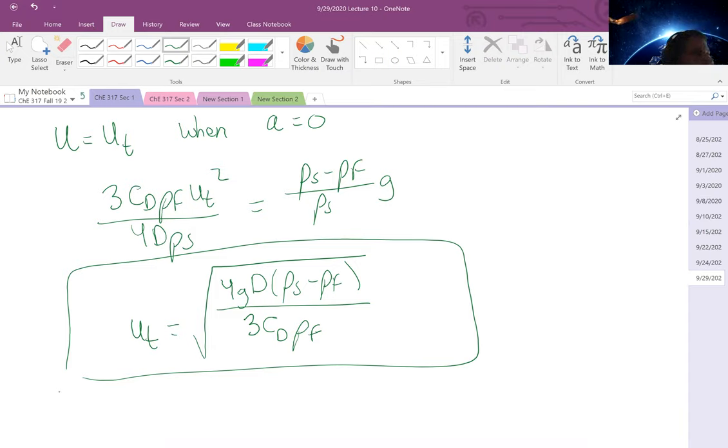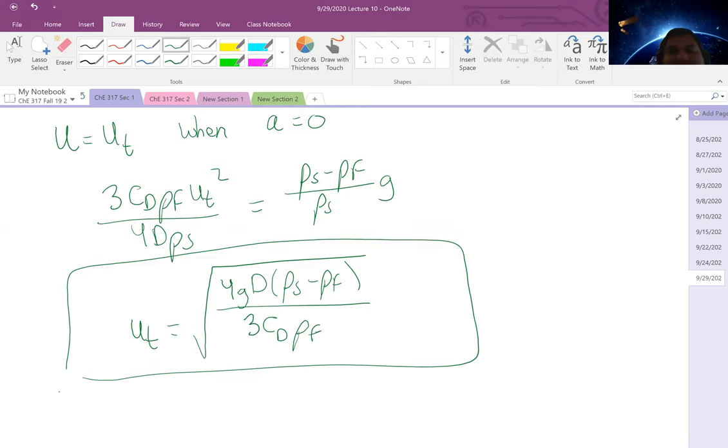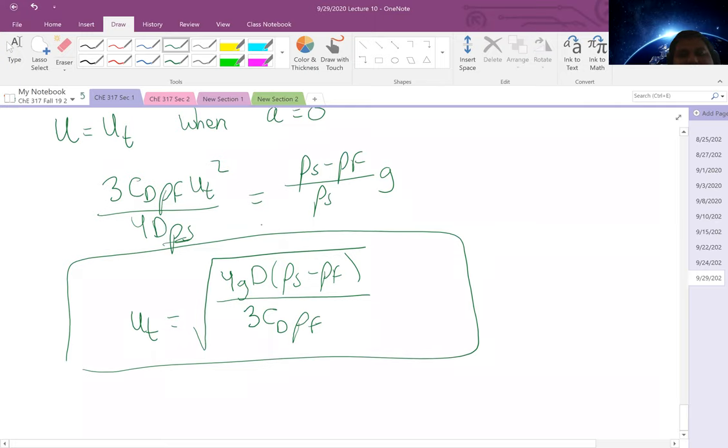Any questions on that calculation? Should there be a density S term in the denominator? That's a good question, but if you notice here, the density S is in both denominators. So when I move them over, they'll cancel. Yep, no problem.